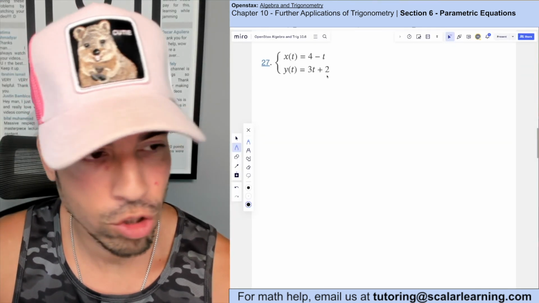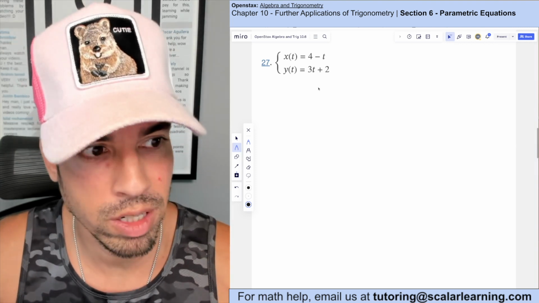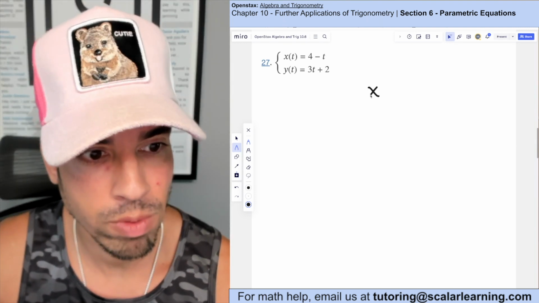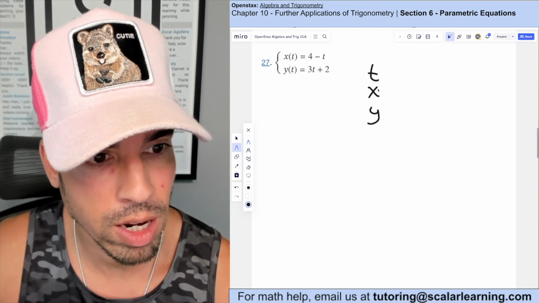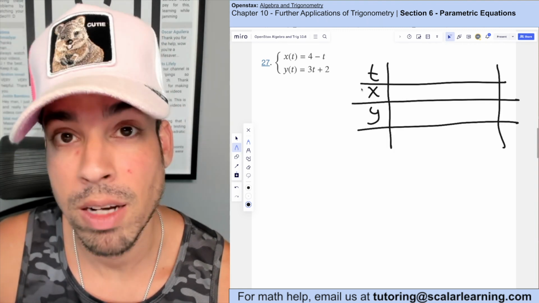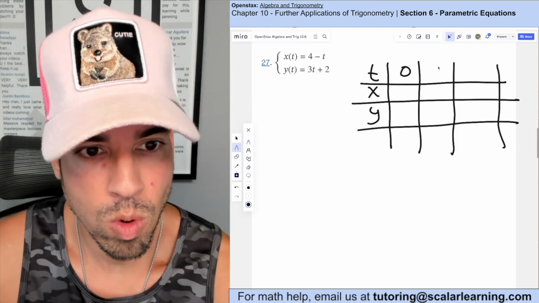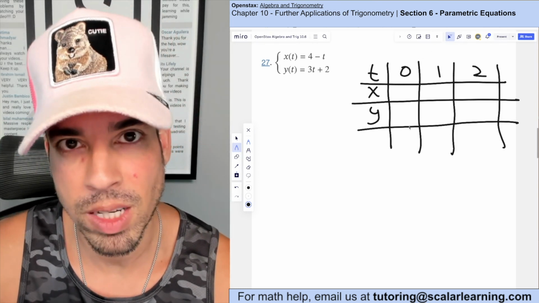Boom, done. So here they want us to convert it to what's called Cartesian coordinates, but they want to do it using an XY table. So I'll show you how to do that now. If we have an XY table, and we also have to have something for t, we can start plotting out some XY coordinates. So arbitrarily, I'm going to choose 0, 1, and 2 for t. So we're going to get some nice XY coordinates.